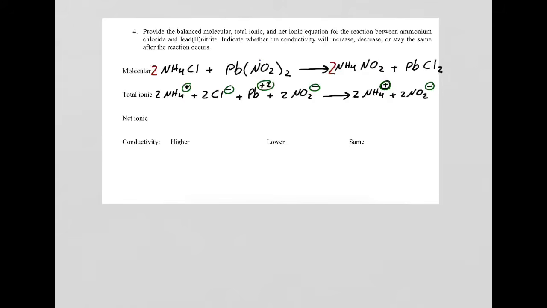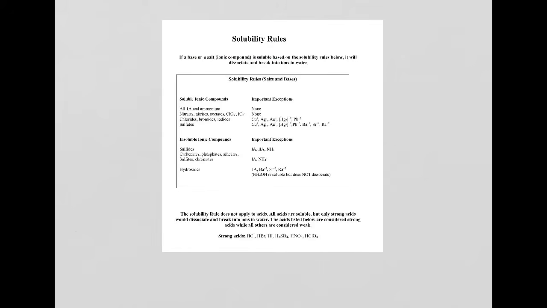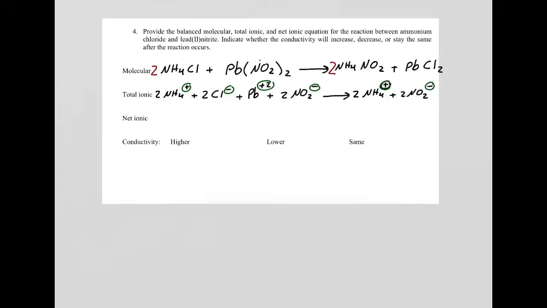Lead chloride, does that break up? Let's see. Chloride, bromide, iodides are soluble except next to copper 1, silver 1, gold 1, mercury 1, Pb plus 2. Ooh, Cl is next to Pb plus 2. That's an exception. So that is not going to break up. It's going to stay together.